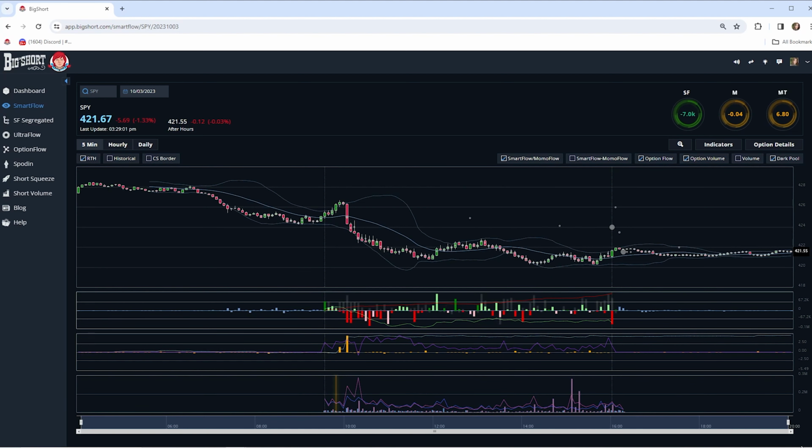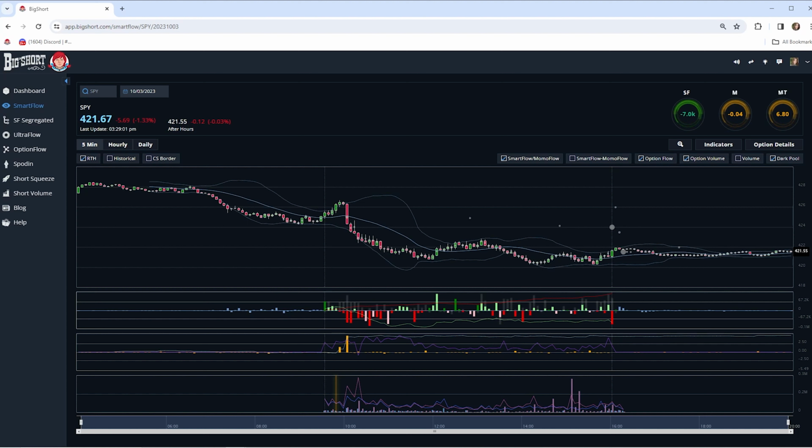So yeah, this is how I would read the smart flow chart for SPY. Please keep in mind that individual tickers behave differently, as each ticker has their own Momo crowd and market maker. And some tickers are more retail or Momo controlled, and some are more manipulated than others, and some are more heavily controlled by smart money.